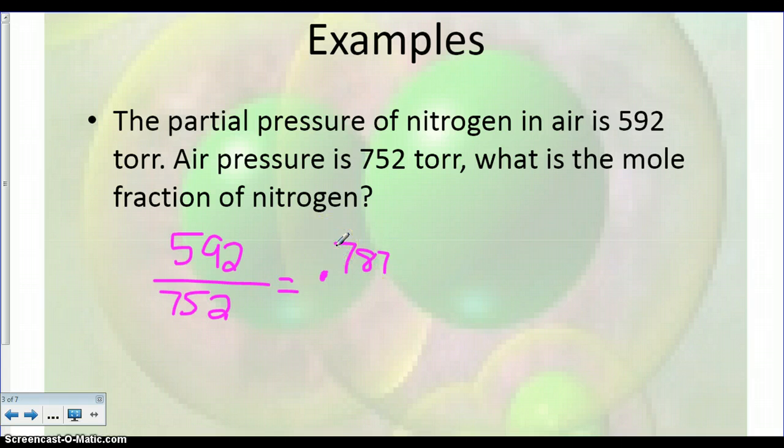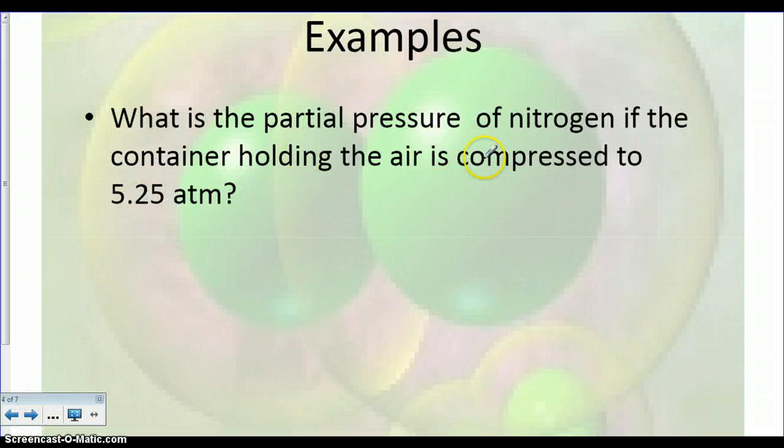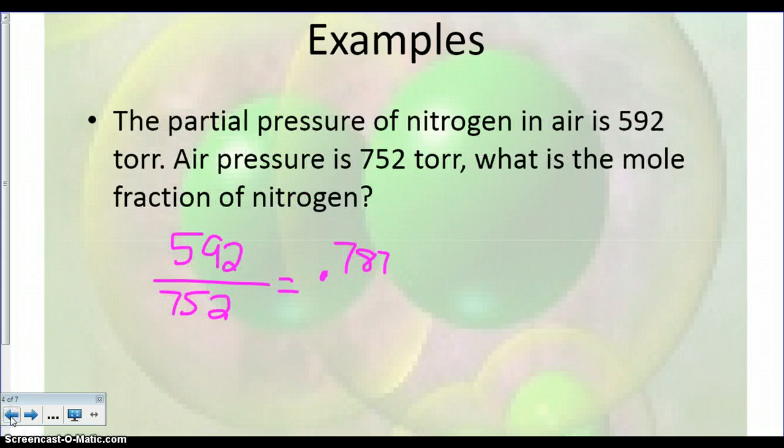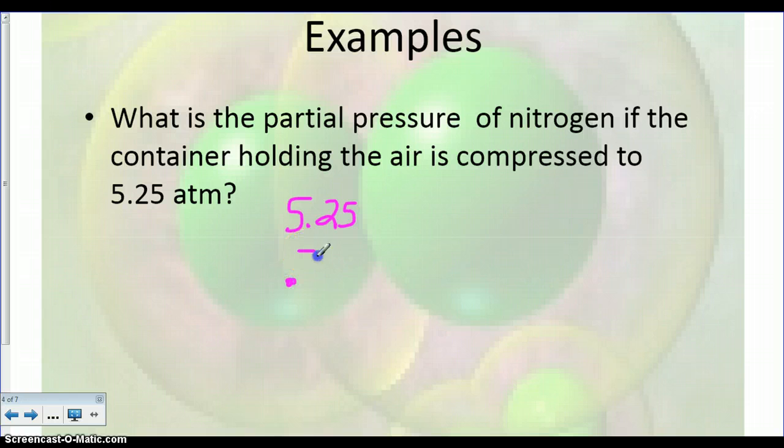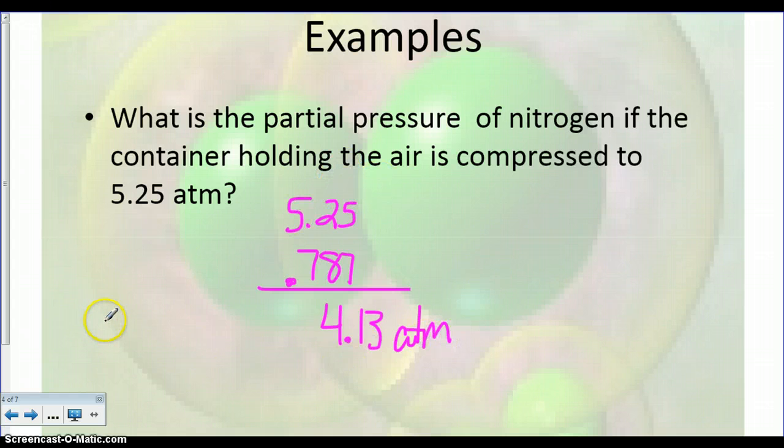Okay, now if I were to ask you another question, such as, what is the partial pressure of nitrogen in this container that holds the air, if the air is compressed to 5.25 atmospheres? So this is the pressure of the whole system. Now if we multiply by the mole fraction that we just found, that'll give us just the partial pressure of nitrogen in the system, which is 4.13 atmospheres. Okay, so you can use the mole fraction to help you get to the partial pressure.